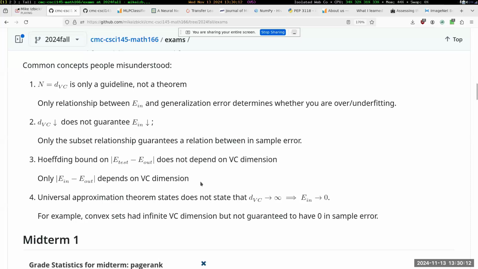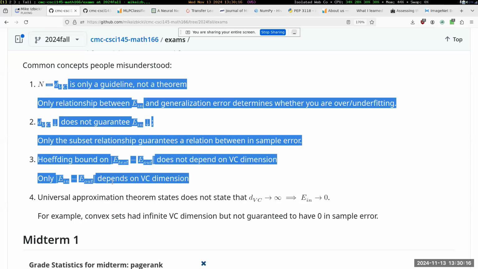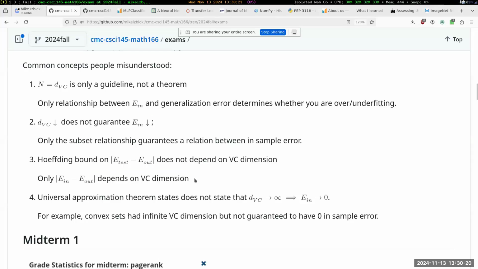If you missed definitely any of these three things on the midterm exam, expect me to ask about it again on the final exam. This last point down here about the universal approximation theorem, a handful of people said that if your VC dimension goes to infinity, that implies your in-sample error going to 0. And the justification for that being the universal approximation theorem. That is not a correct justification for this. And this statement that I've highlighted right here by itself is not true.